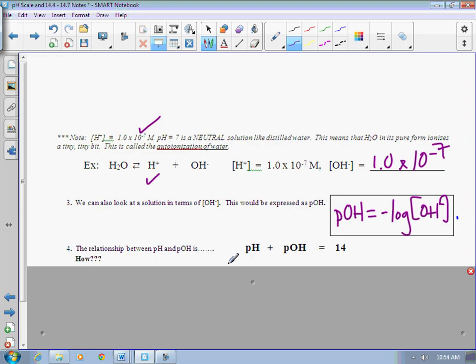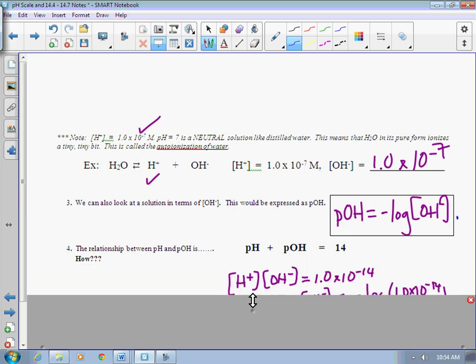All right, so then there's a relationship between pH and pOH. It's very simple. pH plus pOH has to equal 14. Okay, you're going to use that a lot. Just a little FYI, why does this work? I'll show you guys real quick. You guys remember the Kw expression? Kw equals H plus times OH minus.